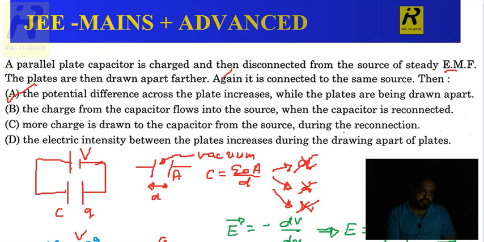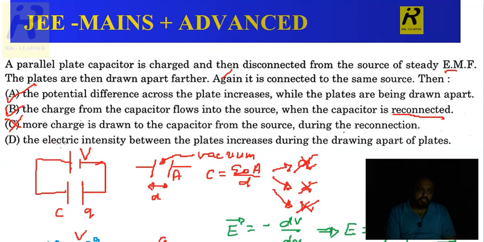So this option is right. The charge from the capacitor flows into the source. Yes, I said the charges flow from the capacitor to the battery. When the capacitor is reconnected, be careful when it is reconnected. Unless you reconnect it, the charge on the capacitor remains unaltered. So this is also correct. Now option C, more charge is drawn to the capacitor from the source during the reconnection. No, this is not true, right? So this option is wrong.